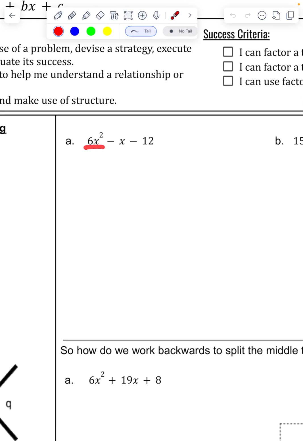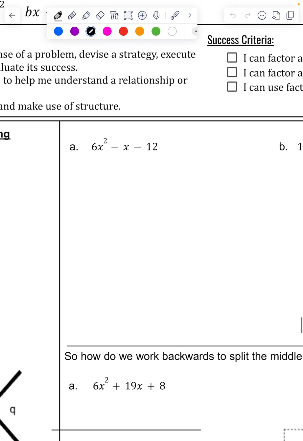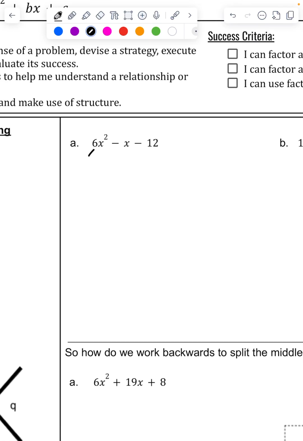First, double check. Out of all of our terms, can we pull out a GCF? No, there's no coefficient that I can pull out. There's also not an X on every term, so I can't pull anything out. So like how we did before, we are going to take this first term, and it becomes important that we pull it out and list all our factors.